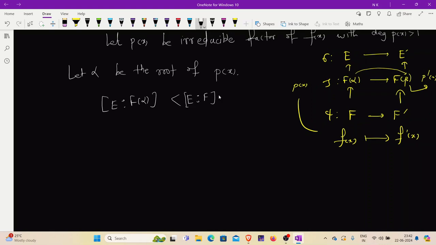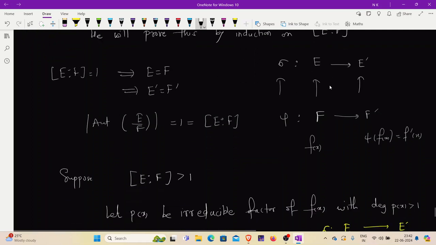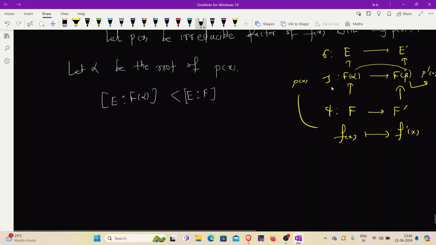By the induction hypothesis, because we are taking induction on the degree of extension of E over F, our assumption is true for all the fields E whose degree of extension over F is less than the degree of extension of E over F. So since the degree of extension of E over F(alpha) is less than the degree of extension of E over F, by the induction hypothesis, the number of automorphisms, that is, the number of extensions of tau to sigma, is less than or equal to the degree of E over F. That's quite easy to understand.